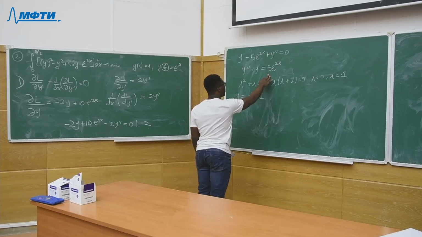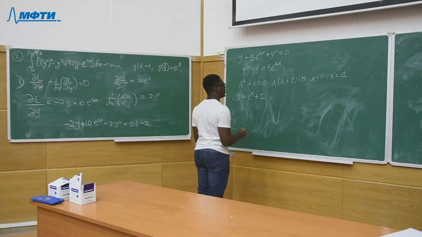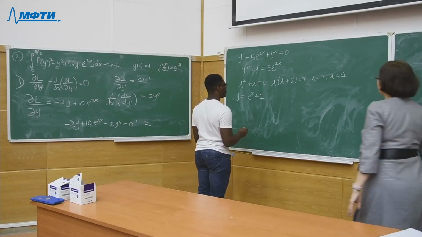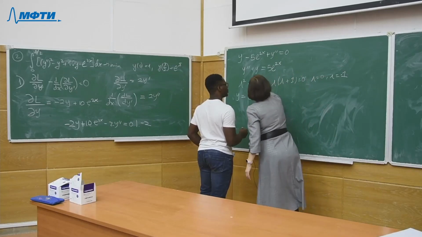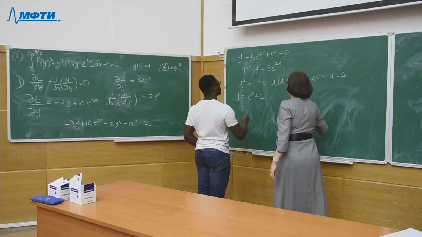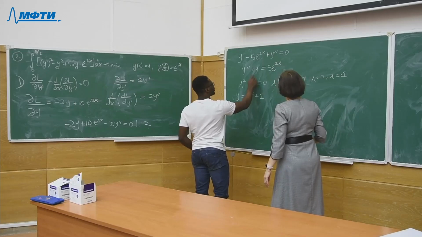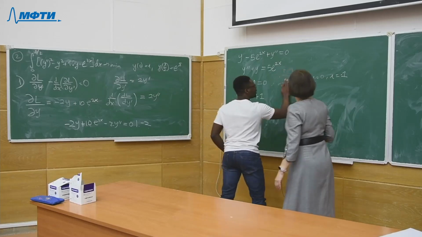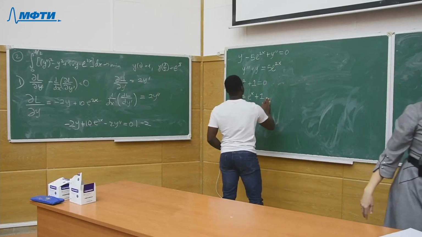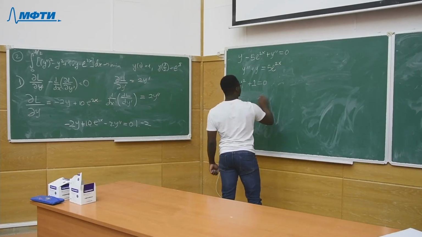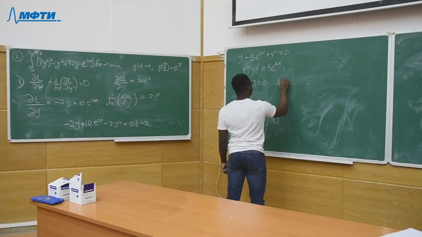Once we're done with the homogeneous part, what next? Yeah, so it will be lambda squared plus 1, and there will be complex roots, right? Complex roots. Ah, mistake, plus 1. Sorry. I'll check them. Just a moment.